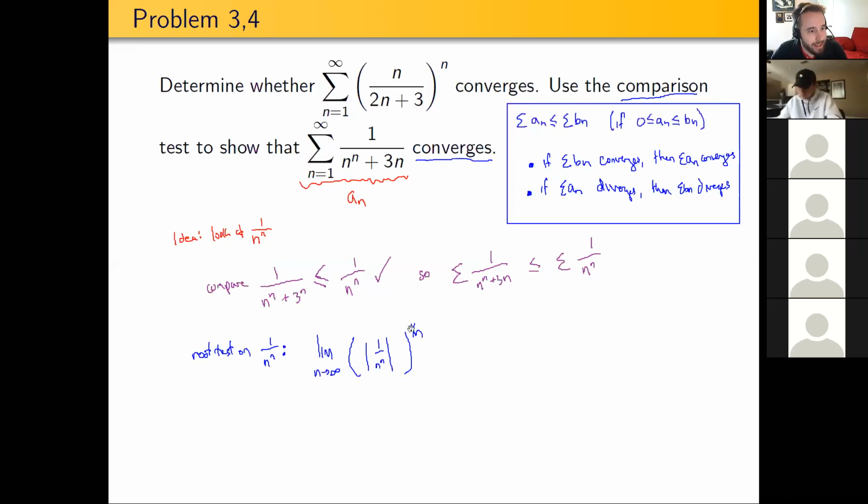And that's because we're taking the nth root here. So that's a 1 over n. Okay, now, just like before, the absolute value signs won't actually matter in this case because everything inside the absolute value signs is positive. And so this becomes the limit as n goes to infinity of 1 over n to the n raised to the 1 over n power.